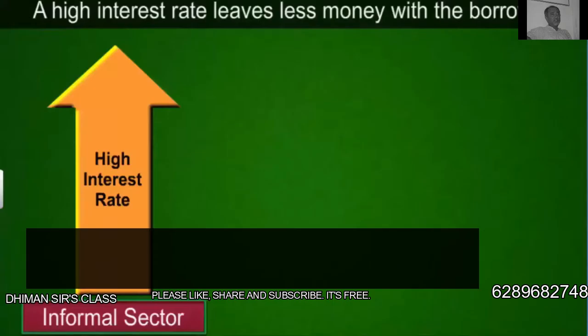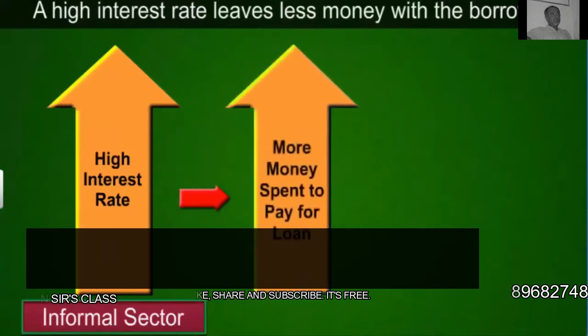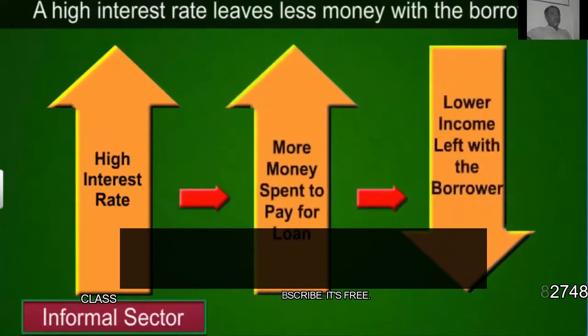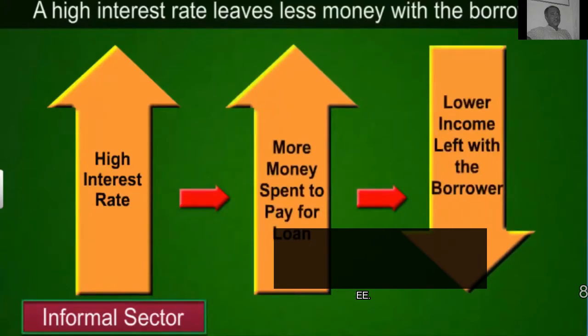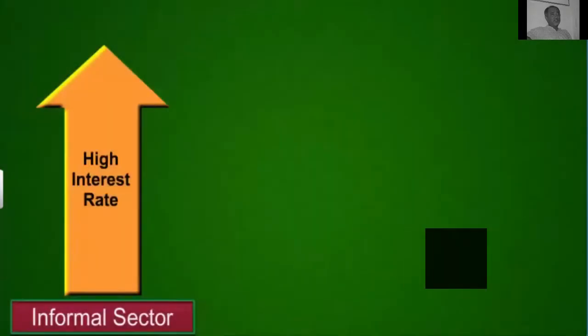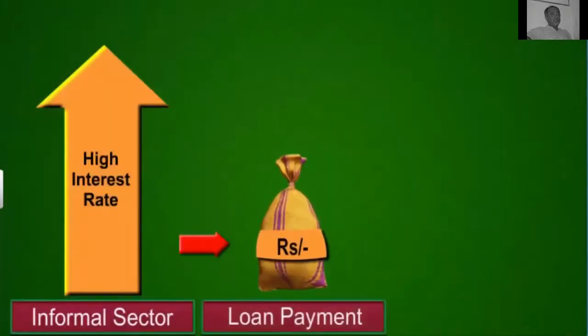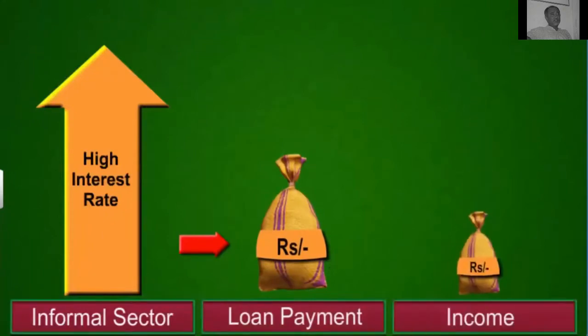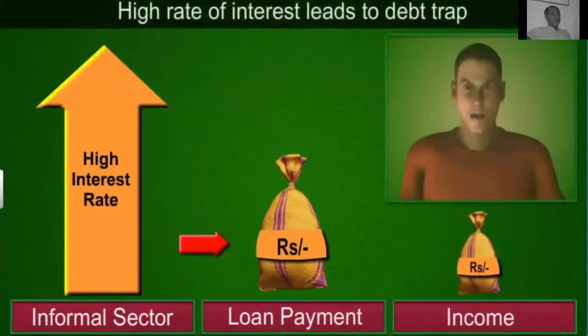A high rate of interest means that a borrower spends more money to repay the loan and is left with less money for himself. A high rate of interest may result in the loan repayment amount becoming more than the borrower's income. This leads to a debt trap where the person's debt goes on increasing.